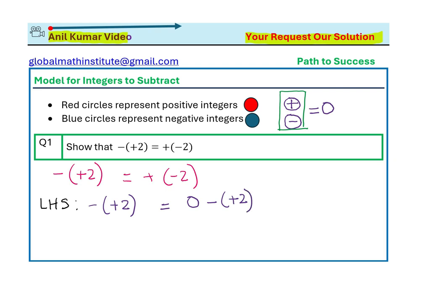So basically, from nothing we have to take away two positive counters, if we look at integers as counters. And zeros, as you see, are a combination of positive and negative. So we can write 0 as a positive and negative combination. This is one positive and one negative, so that is 0. From here, let's try to take away plus 2. Plus 2 means two positives.